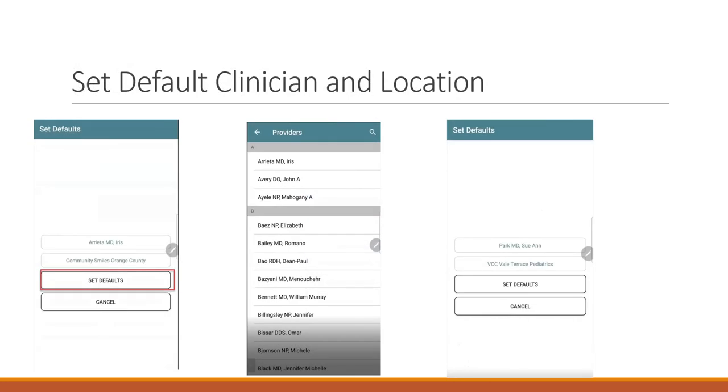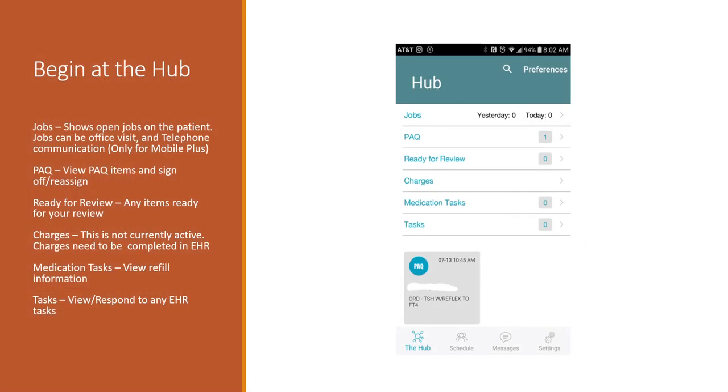Next, you will need to set the default clinician and location. Once these have been set, you will begin at the hub. This displays various items similar to what you see in Nextgen EHR. Jobs are specific jobs for the app, such as an office visit, dictation, or telephone communication. These features are only available with a Mobile Plus subscription.